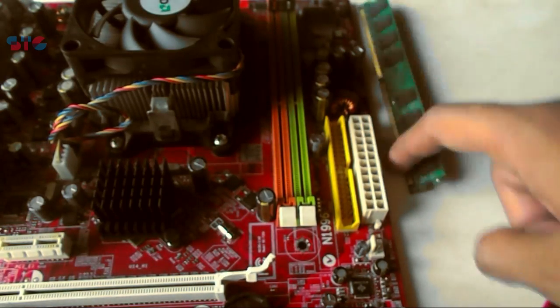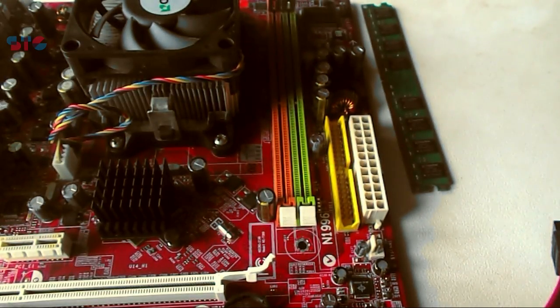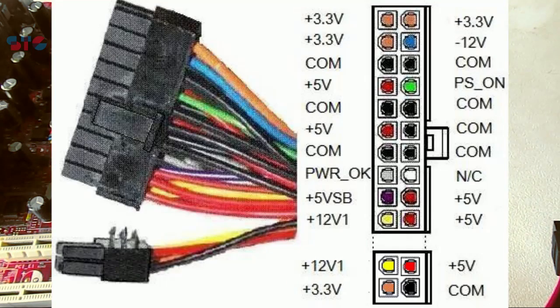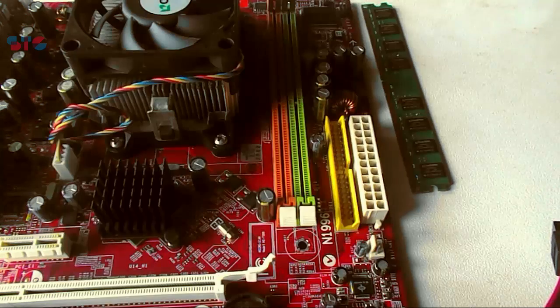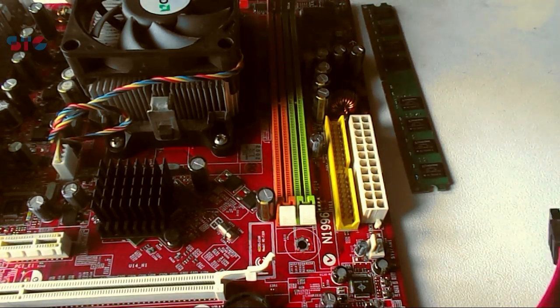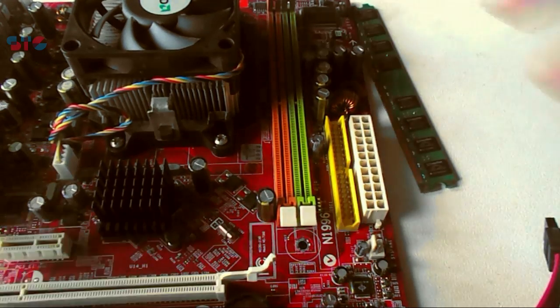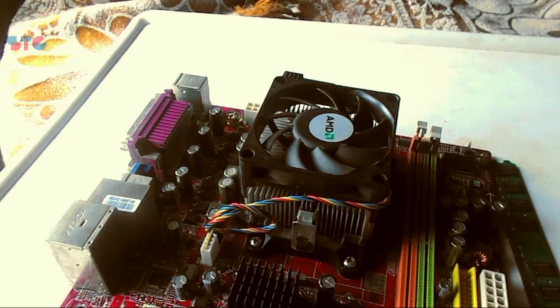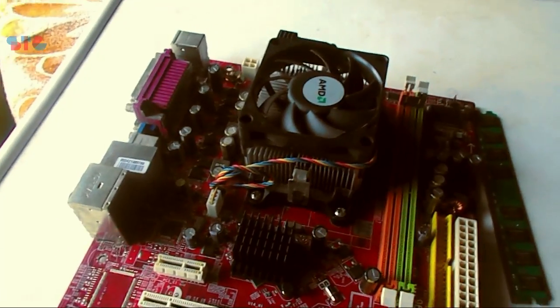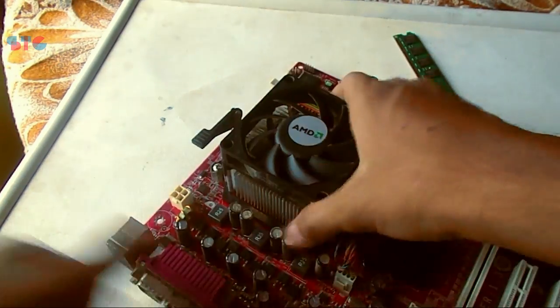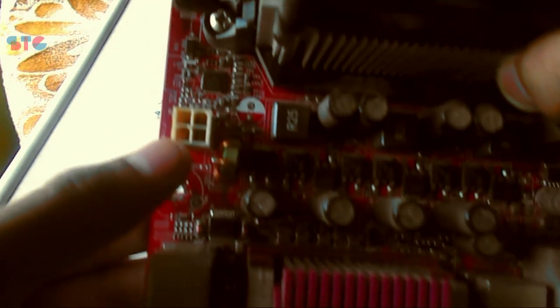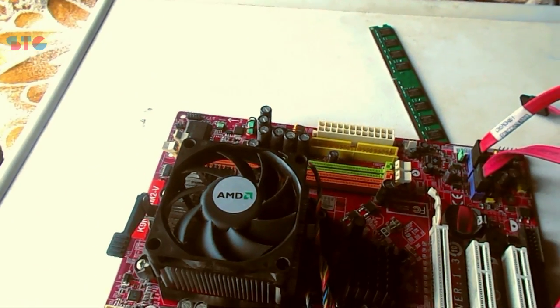Now this port is the port where you connect your SMPS. In your SMPS you have a 24-pin ATX cable, but also a 4-pin ATX cable. That 4-pin ATX cable goes here, and the 24-pin ATX cable goes here. This is the 4-pin ATX cable, as you can see. I think you have seen that.